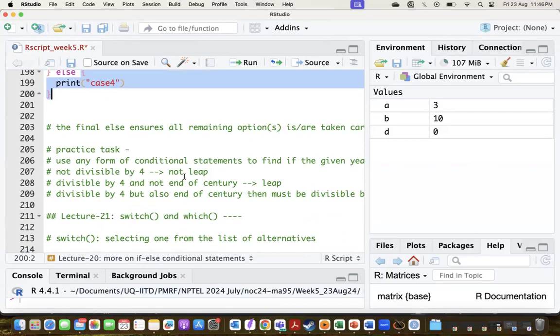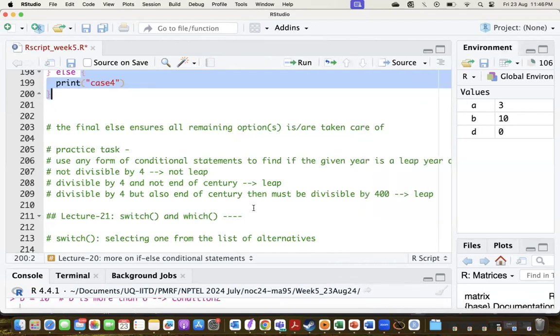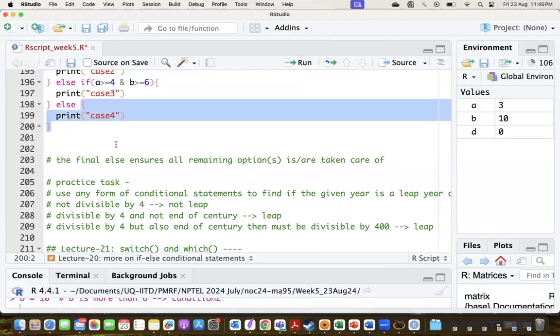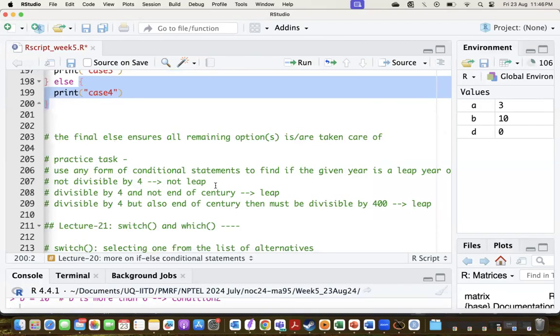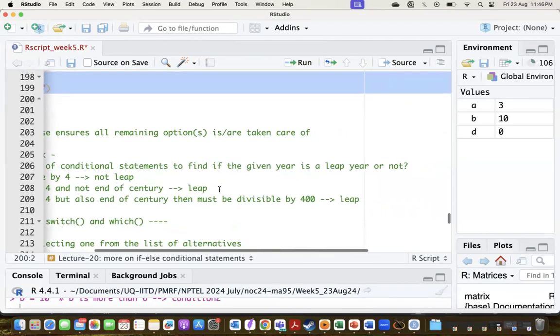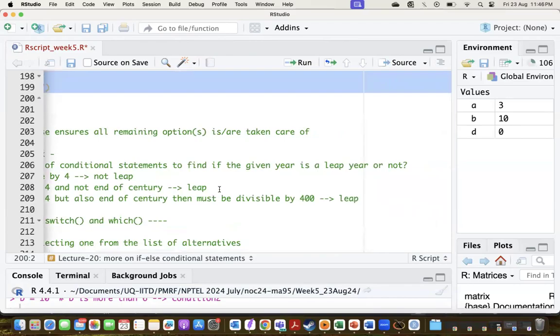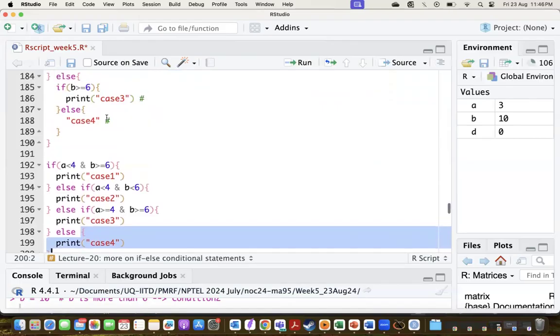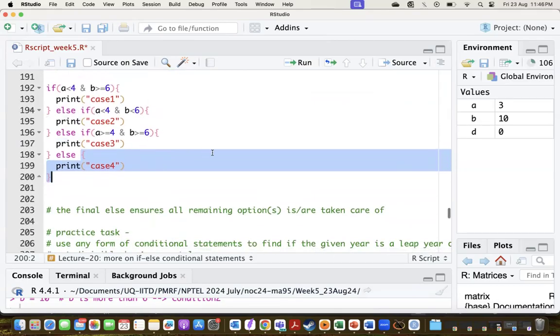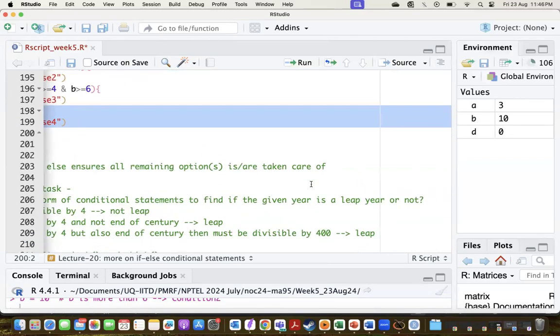Okay, I have a question for you. It's just a practice thing. We have discussed so many conditional statements, right? The if, the if else, nested if else, and this if else consecutively. So the task is, using any of those forms, try and see if you can find, if you input a year, let's say you input A as the year, if a given year is a leap year or not.